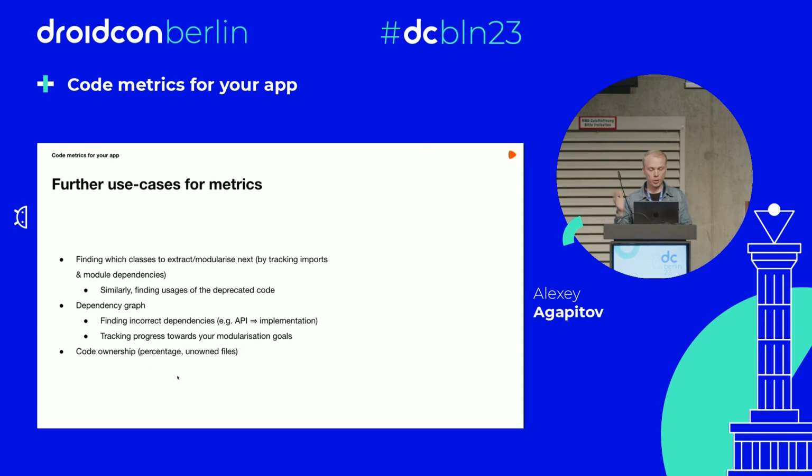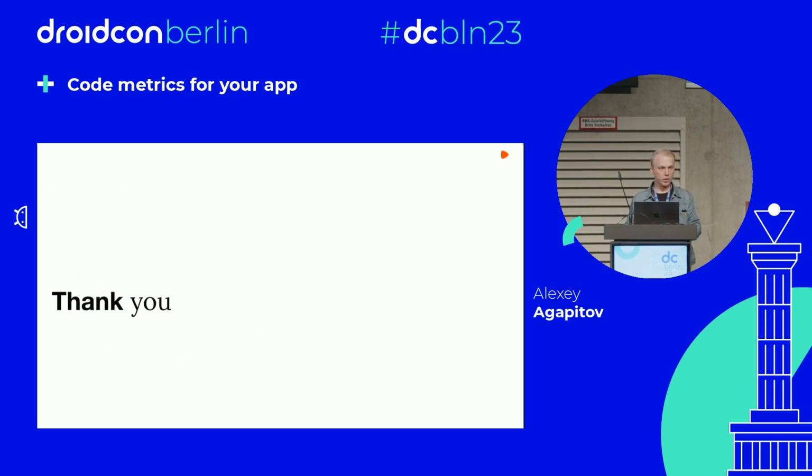And the last example is code ownership. When you have many teams, it's crucial to keep track that everything is owned, that teams are accountable for the changes they do. And this also becomes rather easy. Just parse the code owners file, and you're already iterating on the project, and you can ensure that code ownership is in place. And that's it. I'm not sure if we have time for questions.